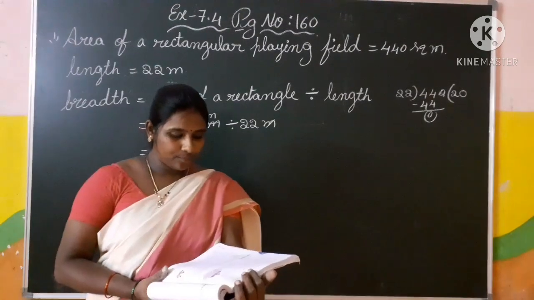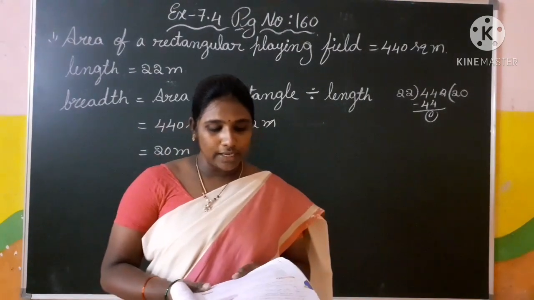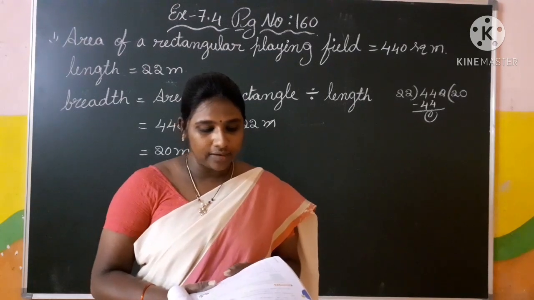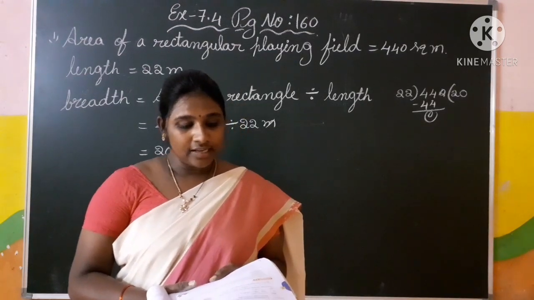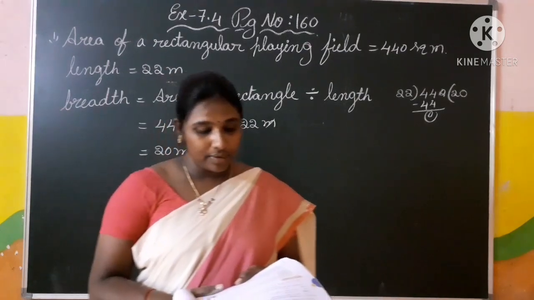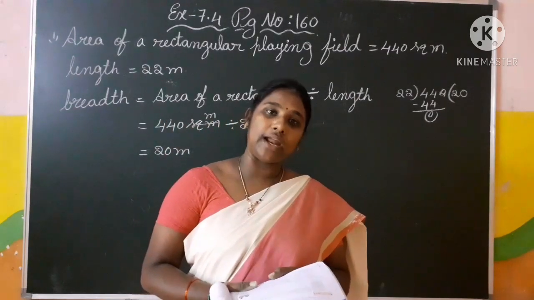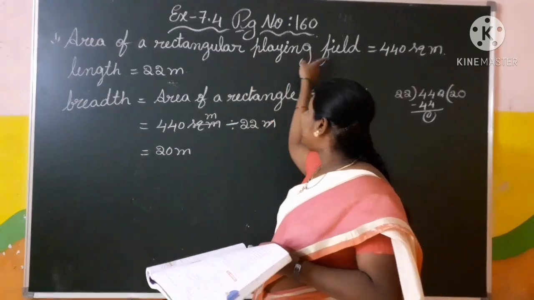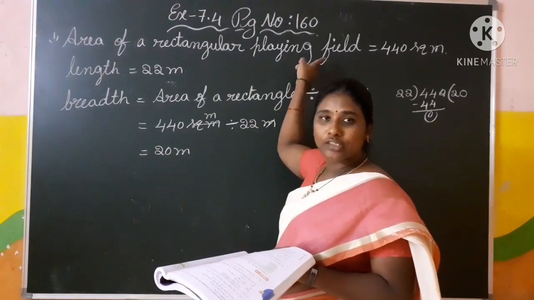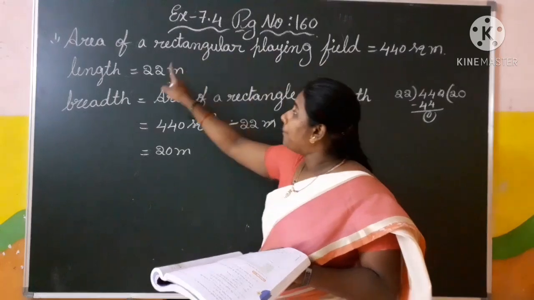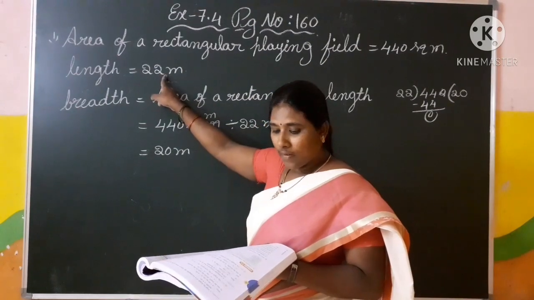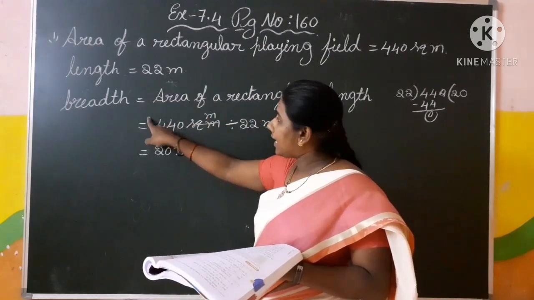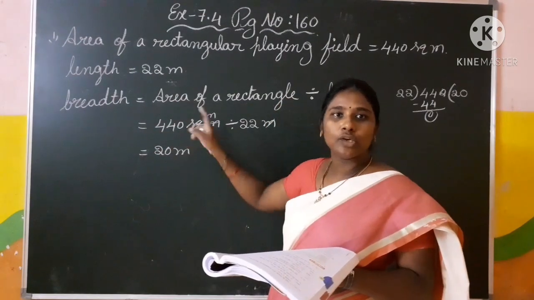Next, second question. A rectangular classroom is of length 27 meters. If its area is 594 square meters, what is its breadth? Here it is the same type of question. The area of the classroom is given, and the length is given. Again we have to find the breadth. Same process. Do it on your own.